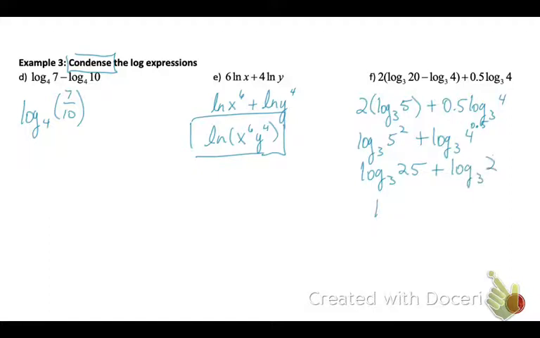Then I notice that my two log base 3 expressions are joined with addition, so I can use my product property to put them together with multiplication. So log base 3 of 25 times 2, which is 50. So I have completely condensed that to one logarithm.